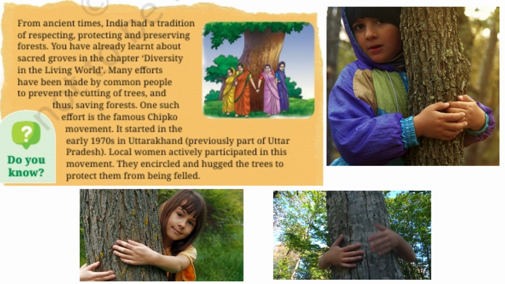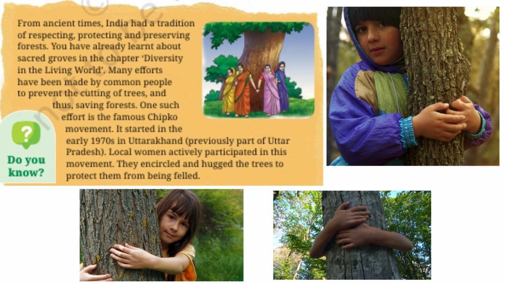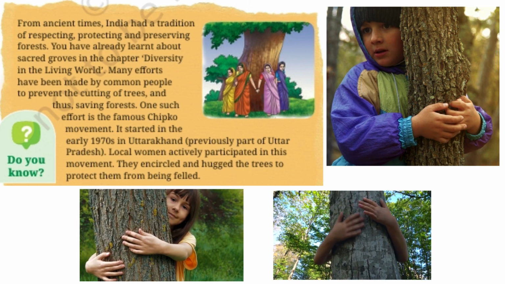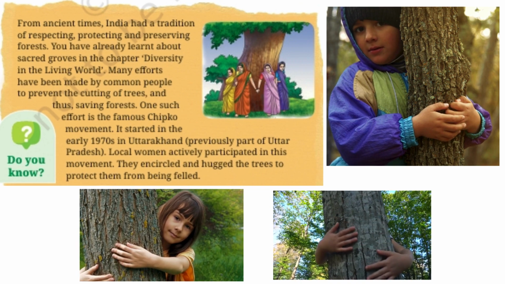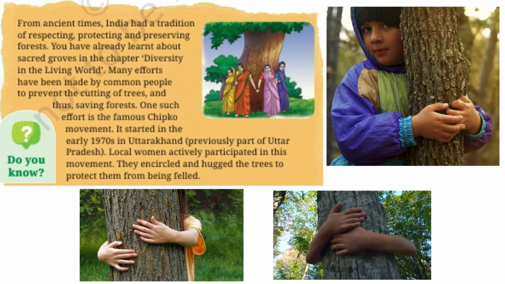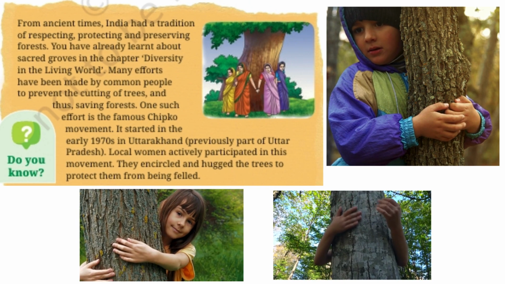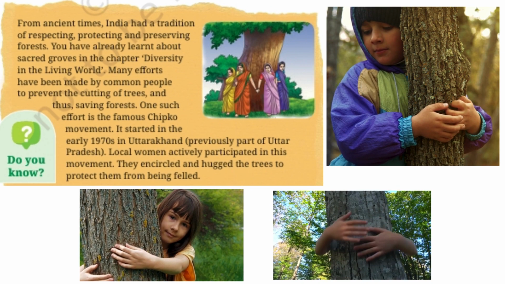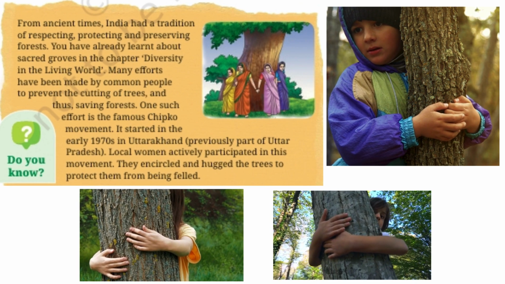One such effort is the famous Chipko movement. Simply we can say the Chipko movement was a group action in India with the goal of saving trees. It started in the early 1970s in Uttarakhand, previously part of Uttar Pradesh. Local women actively participated in this movement. They encircled and hugged the trees to protect them from being felled.